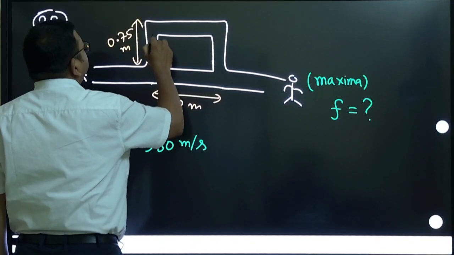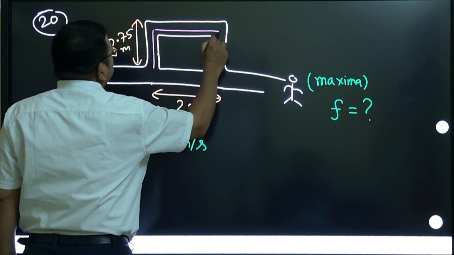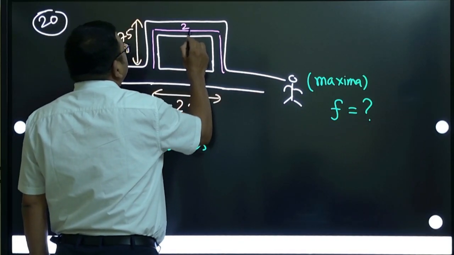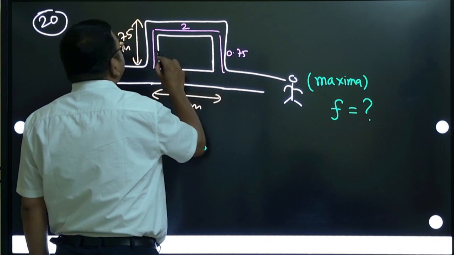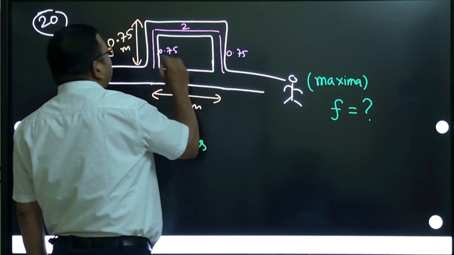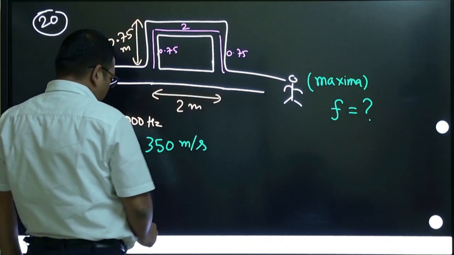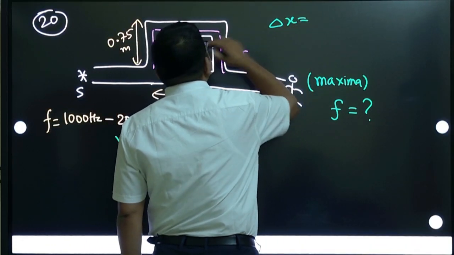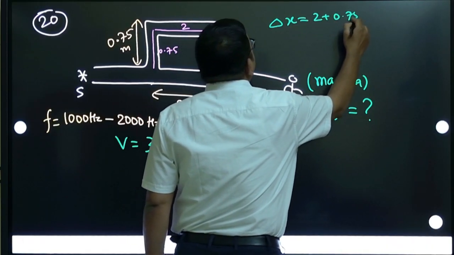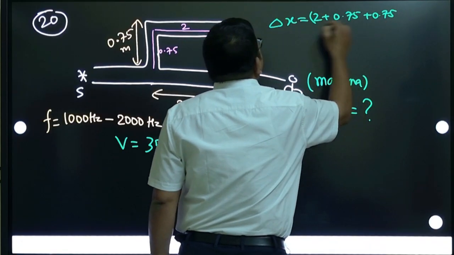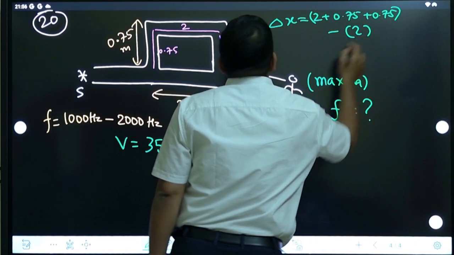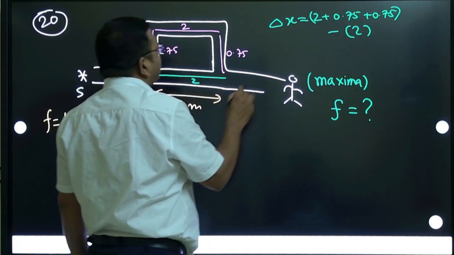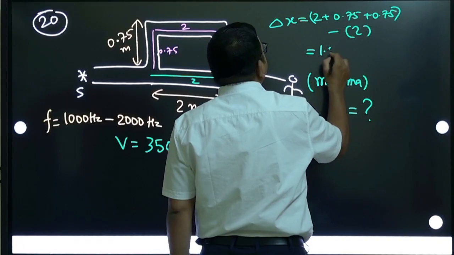Because this is 0.75, this is 2, this is 0.75. So this distance is definitely 2, and this is 0.75 plus 0.75. So 0.75 plus 0.75 is the extra distance, correct? Because if you want to calculate path difference, this is 2 plus 0.75 plus 0.75. This is first path minus second path, which is 2 only, because it is straight, it is coming like this. So that difference is nothing but 1.5, that is correct.